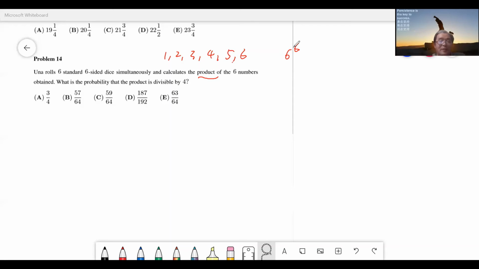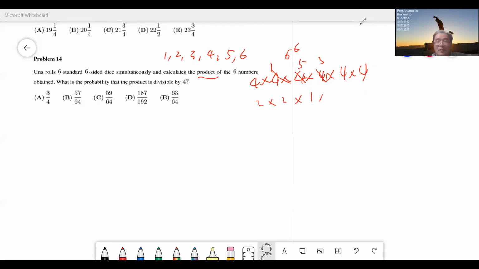Some examples: we can have all 4s, 4 times 4 times 4 times 4. This definitely is divisible by 4, right? We don't have to have all be 4. We can have some be 1 or 3 or 5. We can also not have any 4. We have 2 times 2 times 1 times 3 times 6 times 2, something like that. So from here you can see that's too many. How to count? Right. So you can find this quite hard to count directly.